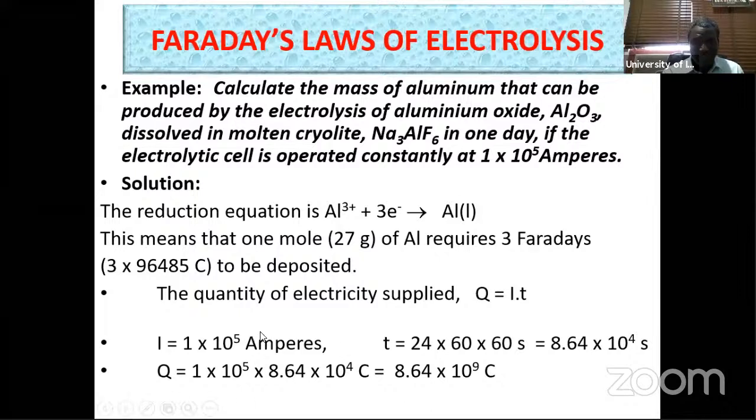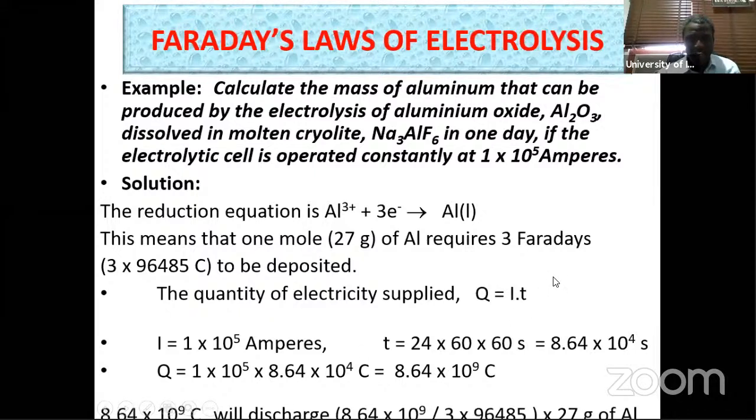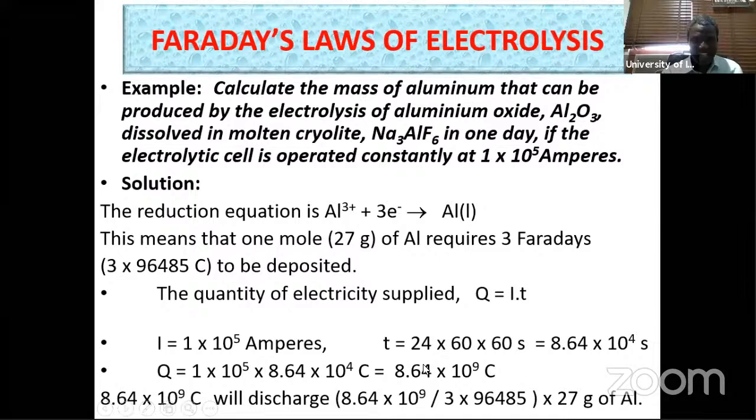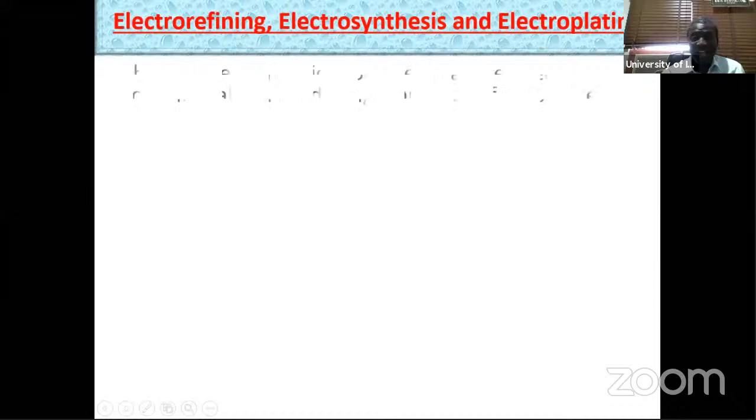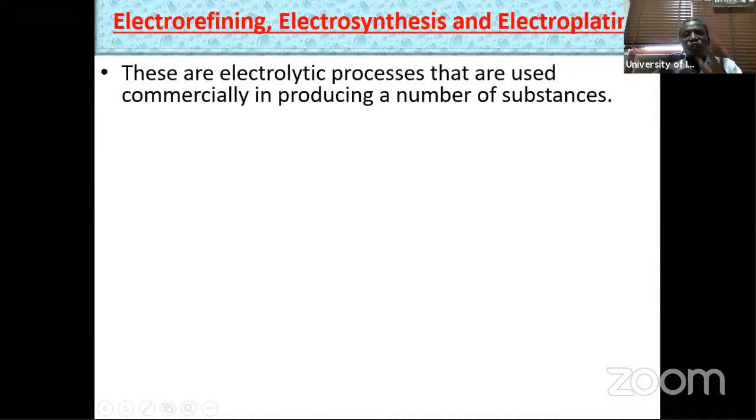And then for 1 mole, you need this. So the next thing you now just go ahead and consider is, if you need this much for 1 mole, how much will this one discharge? So that will be this quantity divided by this quantity multiplied by 27. And that gives you your answer. So we go to another step, that is electrorefining.